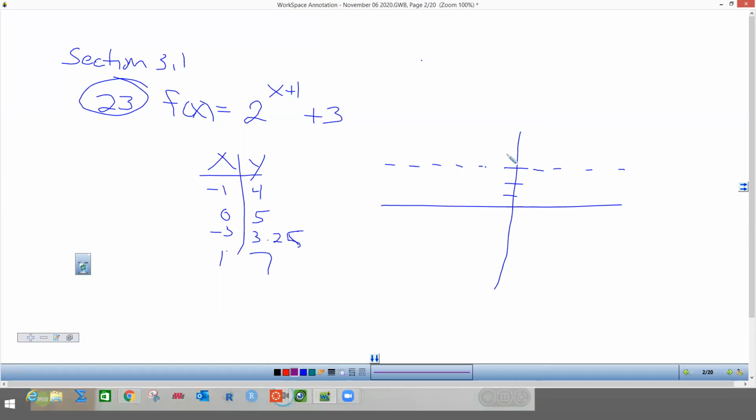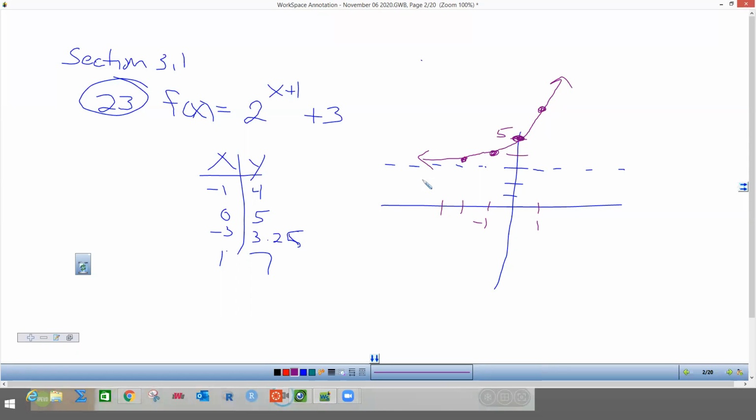And 0 gives me a point up here at 5. So 0, 5. I'm going to stick a 5 right there. And -1, 4 was a point. So I'm going to say that's -1 and go to 4 and put a dot. And then -3 was 3.25, which is in here somewhere. And at 1, I'm at 7, so I'm up here a couple more steps. So this graph is going to go like that.